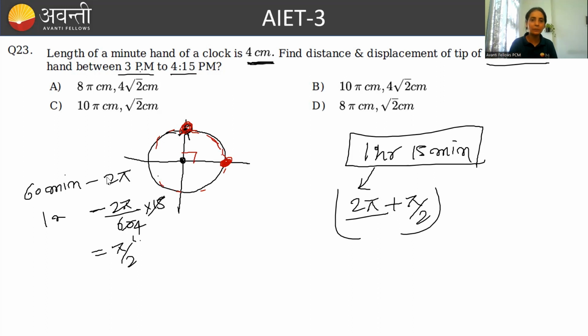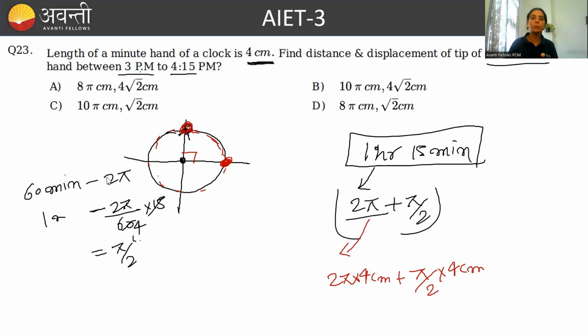Find distance and displacement of the tip of minute hand between 3 p.m. to 4:15 p.m. So first we need to calculate how much distance it covered. So in one revolution, one rotation, how much distance it covered? 2 pi r. R value is given as how much? R will be equal to the length of minute hand, that is equal to 4 centimeter here. So 2 pi into 4 centimeter plus how much more distance? Pi by 2 into 4 centimeter.